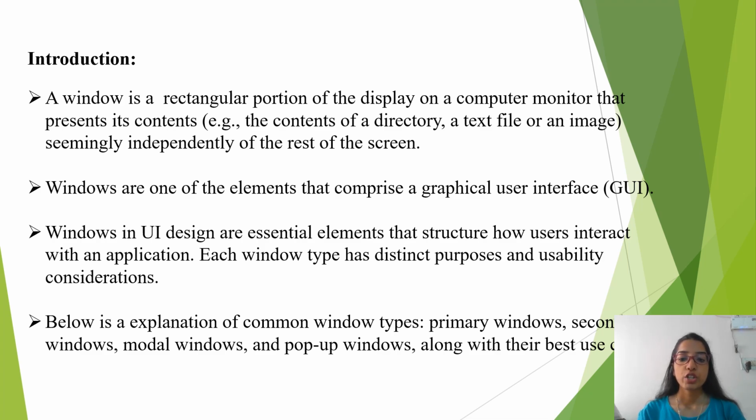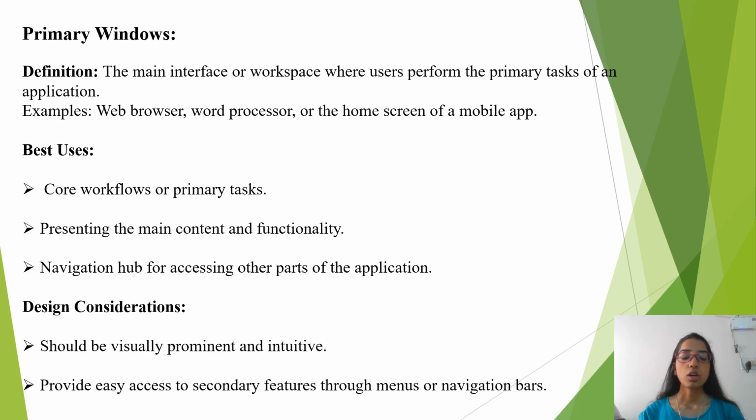Below is the explanation of common window types, that are primary windows, secondary windows, modal windows, and pop-up windows, along with their best use cases. So, first let me discuss primary windows. The definition of primary windows is: it is the main interface or workspace where users can perform the primary tasks of an application. Examples of these windows are a web browser, word processor, or the home screen of a mobile app.